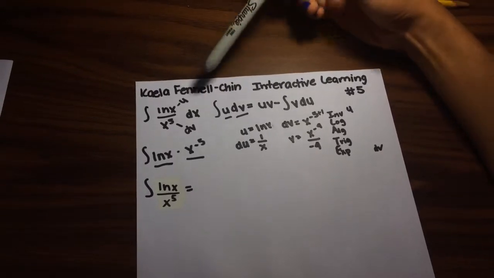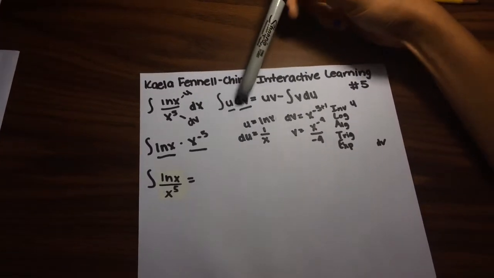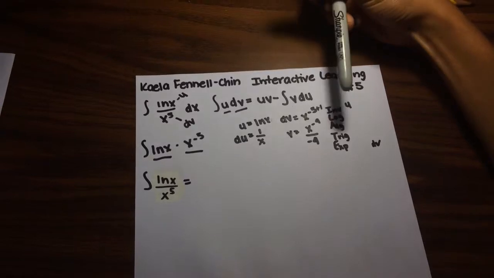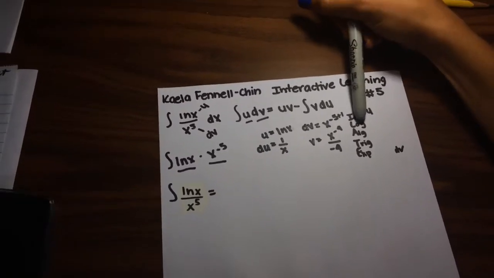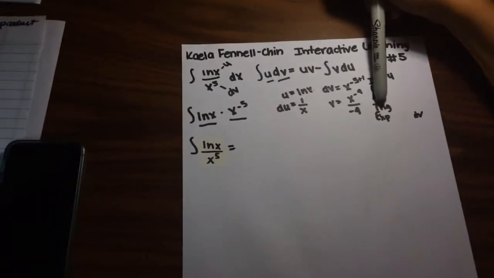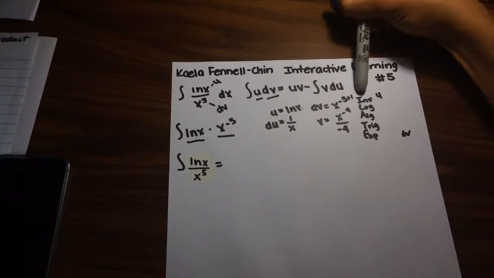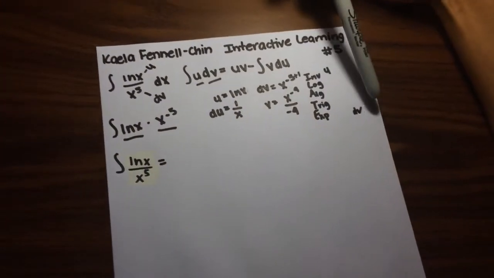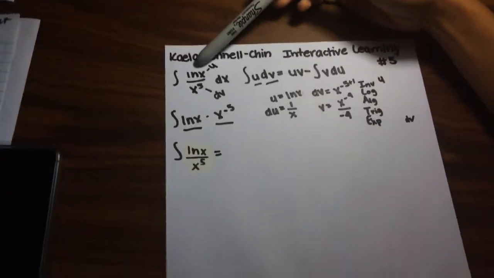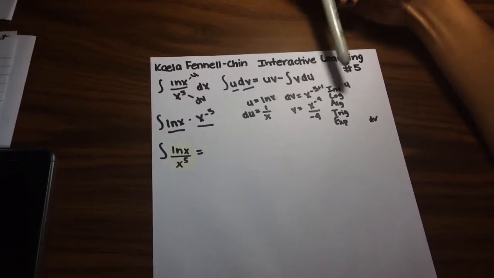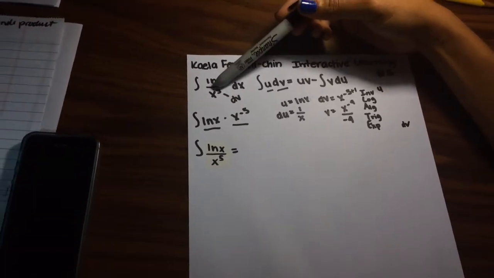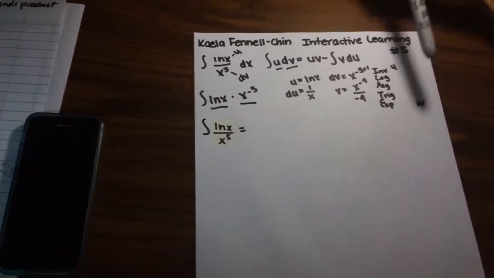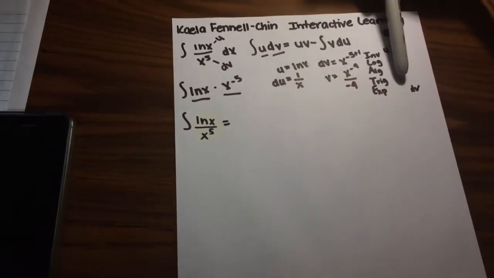In order to figure out which one of our functions is u and which one of our functions is dv, we're going to think about something called ILATE, which stands for inverse functions, logarithmic functions, algebraic functions, trig functions, and exponential functions. Starting from the top, if it's close to the top, it's going to be u. If it's close to the bottom, we're going to think of it as dv. So since ln x is a logarithmic function, we're going to assign it u. And then since x to the 5th is closer to the bottom compared to ln x, it's going to be an algebraic function, dv.